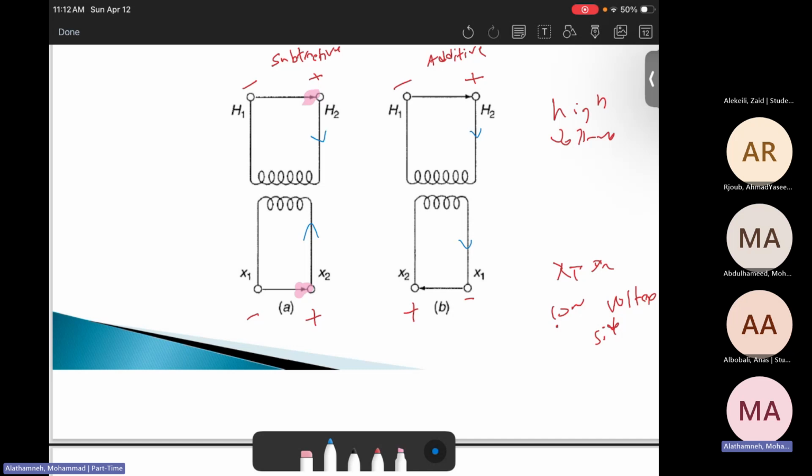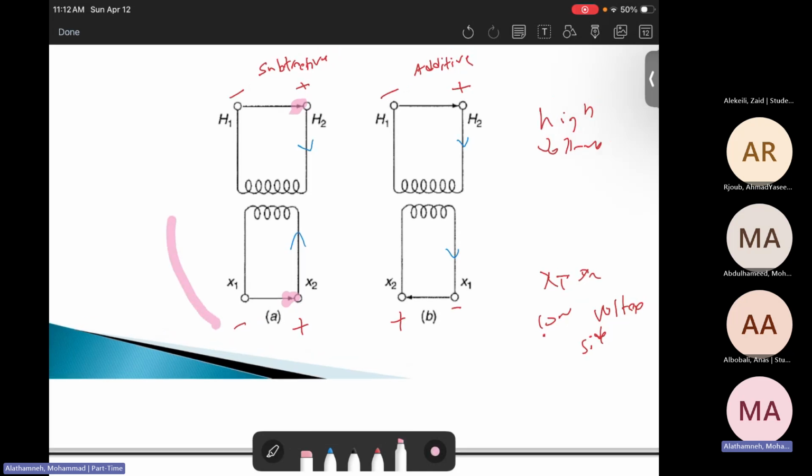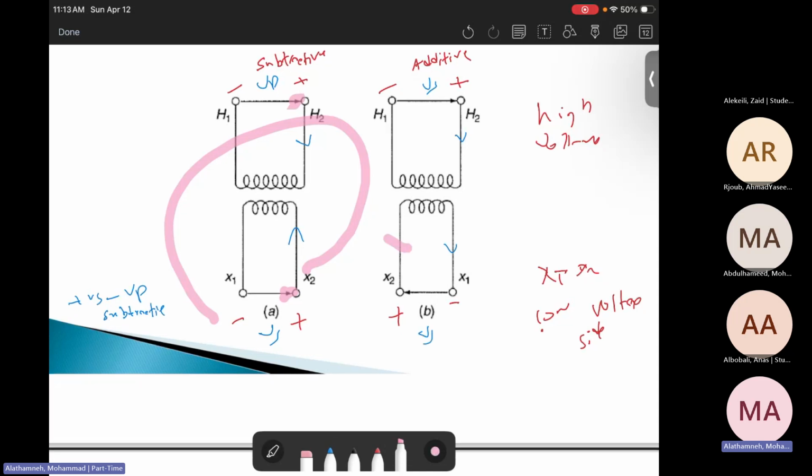Then when you look at it here, you can do KVL. For example, this is V secondary, this is V primary. When you do KVL, plus V secondary minus V primary, so it is subtractive. While here, this is V secondary, this is V primary. Do KVL here, which is minus V secondary minus V primary, or you can say plus V secondary plus V primary. Then it is additive. Okay? That's how we understand whether this is additive or subtractive. So it's very important to know how to do that.